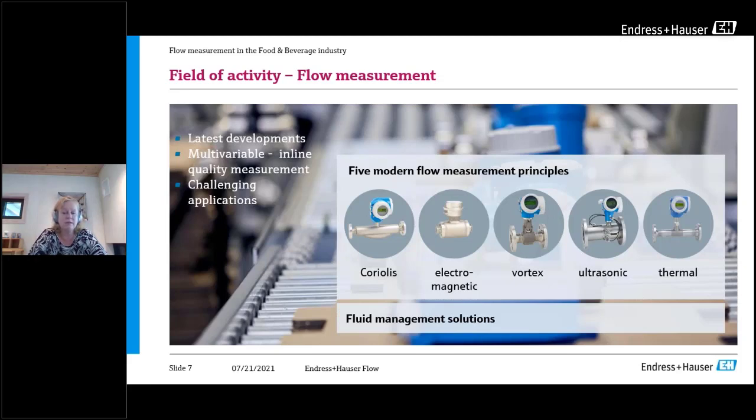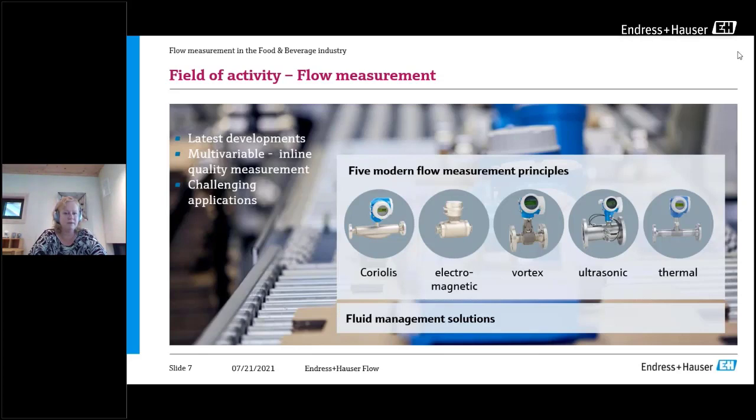Moving to vortex meters, a vortex meter can measure steam, liquids, and gases, both non-conductive and conductive liquids. In food, the most common application is steam, where the Prowirl wet steam functionality, where you can look at the quality of steam, is an interesting feature. Then we have ultrasonic meters, both inline and clamp-on for liquids, and also instruments for gas. And last but not least, we have the thermal meters for gas flow. The main application here in food is compressed air, but also some processed gases as well.